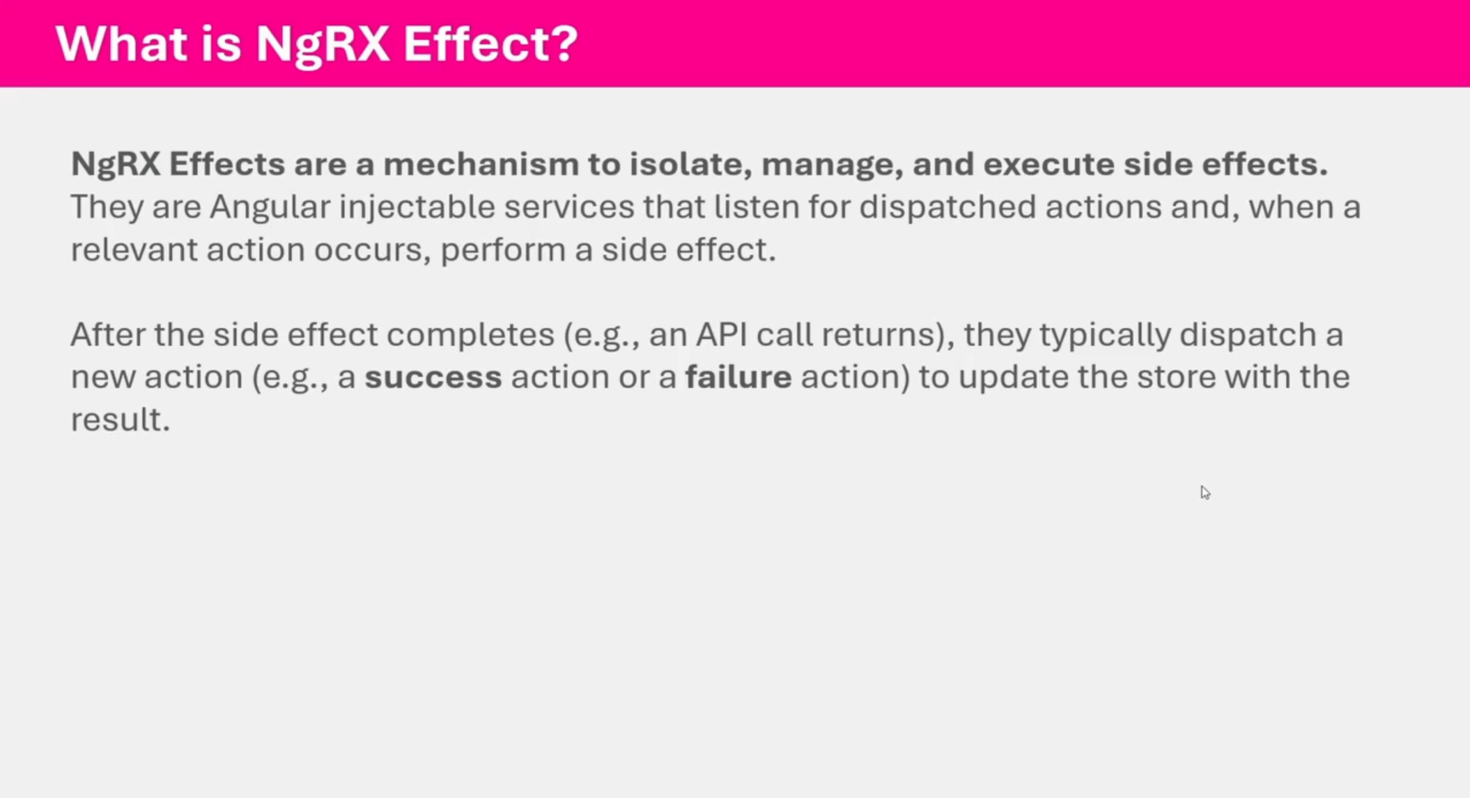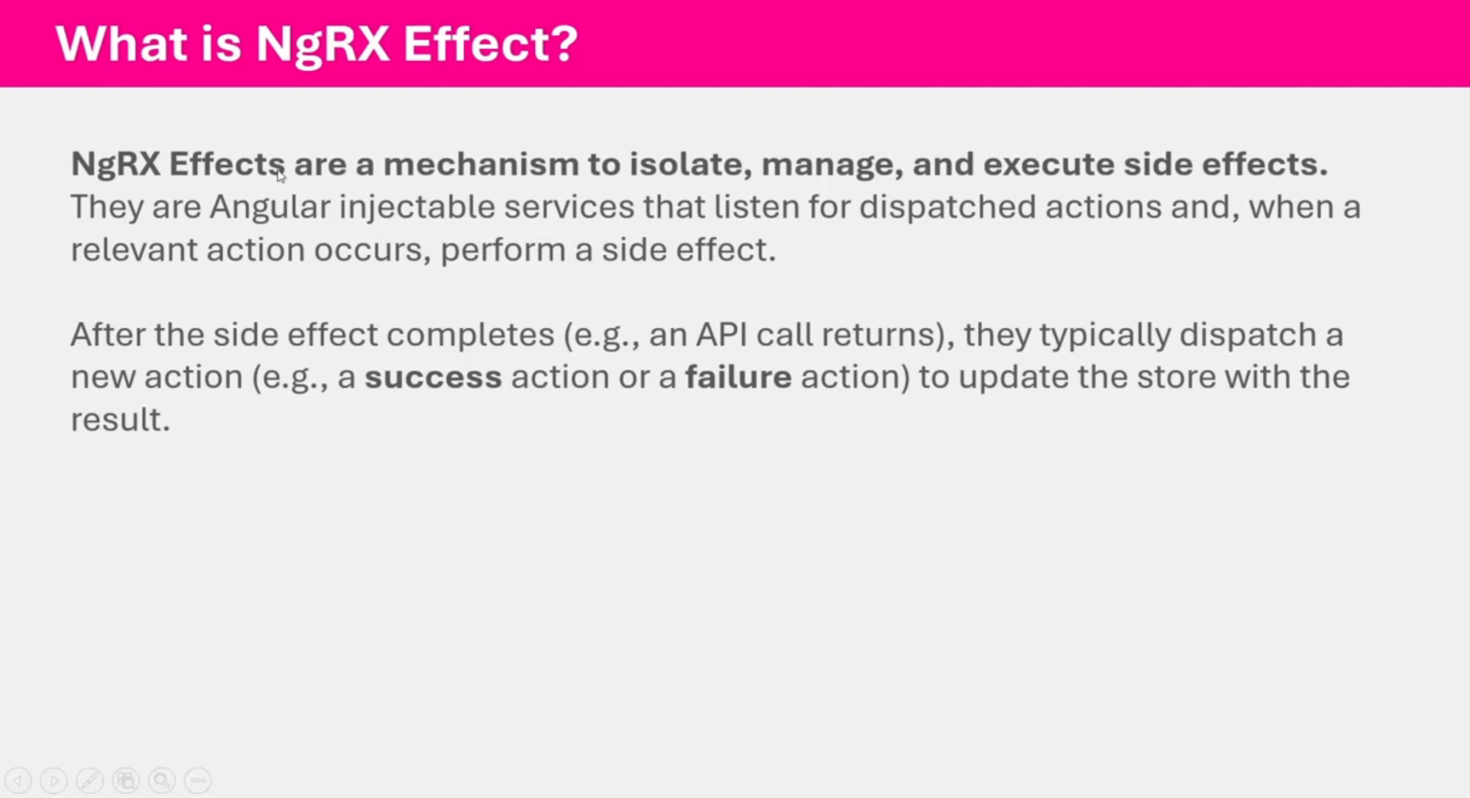So NgRx effects are the mechanism to isolate, manage and execute side effects. Just now we learned what a side effect is. An API call is a side effect. Working with file system is a side effect. Asynchronous code execution is a side effect. And NgRx effects are used to handle those side effects. So NgRx effects are nothing but injectable services that listen for dispatched actions, and when a relevant action occurs, it performs a side effect. Now here, there are a few points which you need to understand.